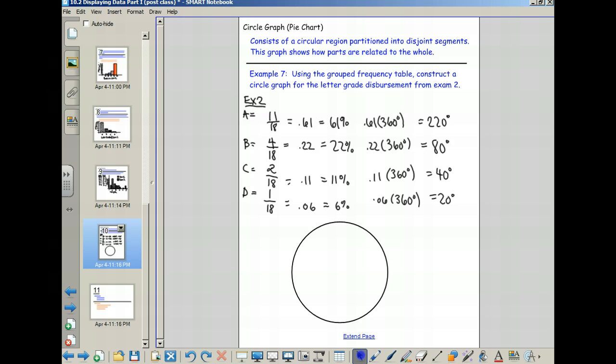And I want to take this circle and I want to make it so that I have pieces of pie that are 220 degrees, 80 degrees, 40 degrees, and 20 degrees.